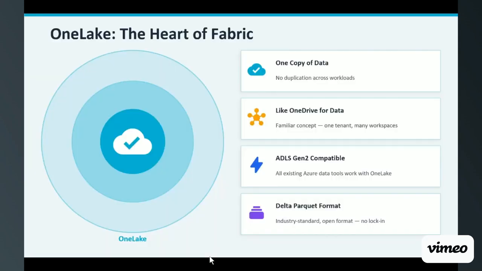OneLake is arguably the most important concept in Fabric. It's the single storage layer that underpins everything. Think of it exactly like OneDrive, but instead of documents and photos, it stores your data. Every workload in Fabric, your lakehouse, your warehouse, your pipelines, they all read and write to OneLake. The big win? You never have to copy data from one tool to another. It's always in one place in Delta Parquet format, which is an open standard, so you're not locked into Microsoft.